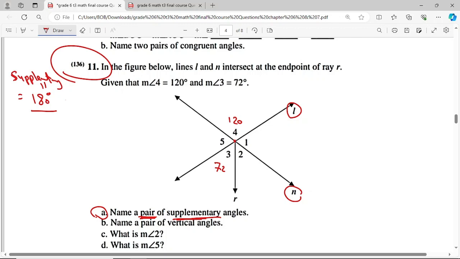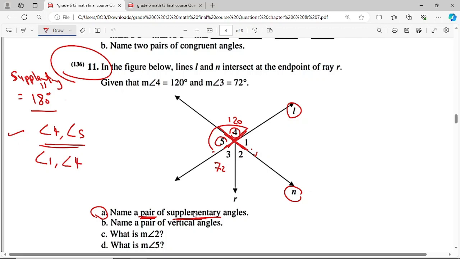So here in this figure, I have to find two angles. If I add them together, I will get 180. So I have, for example, angle 4 and angle 5. This is a linear pair, so the angle is 180. So angle 4 and angle 5 are supplementary angles. Okay? What else? I have angle 4 and angle 1. Okay, this is the same line, 180, so this is also 180. So I have angle 1 and angle 4. So this is a pair of supplementary angles.